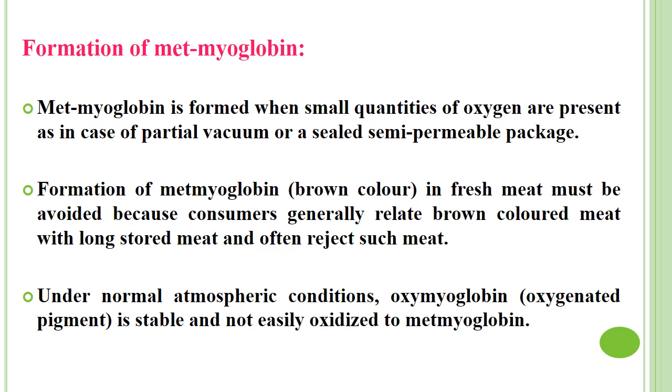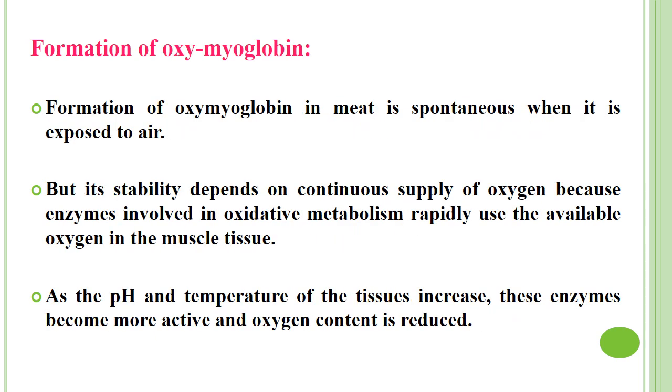So that's why the supply of oxygen should be there and oxymyoglobin formation should be there. Under normal atmospheric condition, oxymyoglobin, that is the oxygenated pigment, is stable and not easily oxidized to metmyoglobin. So that gives the bright red color which we call bloom. So here we will talk about the formation of oxymyoglobin. Formation of oxymyoglobin in meat is spontaneous when it is exposed to air. So there should be sufficient air which will have oxygen, and if the heme pigment or iron pigment is in reduced state, automatically it will bind with oxygen and form oxymyoglobin.